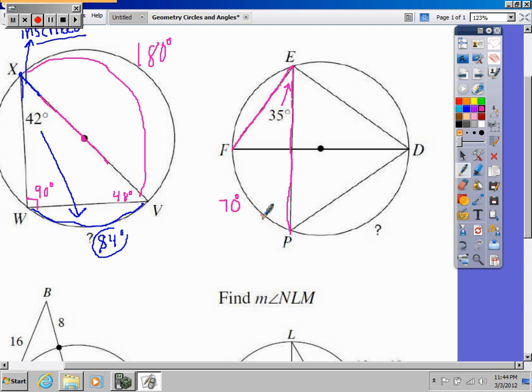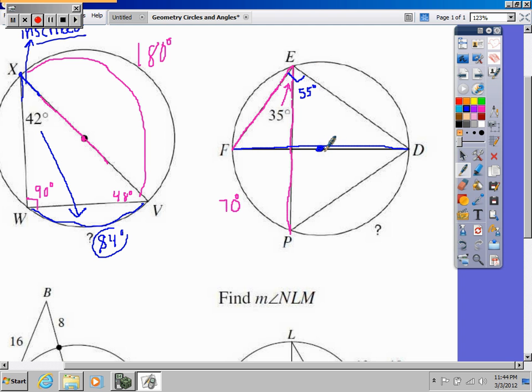Then what I'm going to have to use in this situation is the fact that I do know that this line goes through the center, because there's a center dot here. That means that this has to be a right angle. Now if that angle right here is 35, the other angle has to be 90 minus 35, which must be equal to 55 degrees. So we got a 55-degree angle right there.